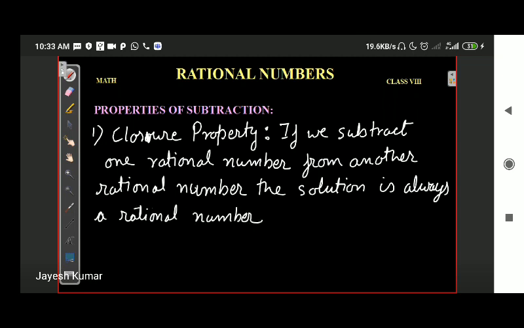The solution is always a rational number. That is closure property. For example, you can take any of the earlier questions. All the earlier questions can work as examples of the closure property. You take any two rational numbers, you subtract them, and the answer you will get is also a rational number. Even if the answer is zero, zero is also a rational number.